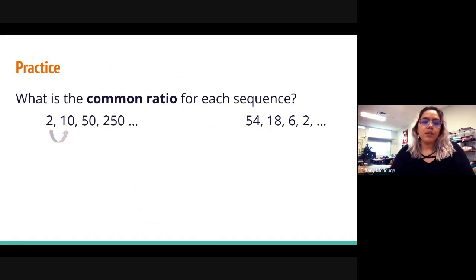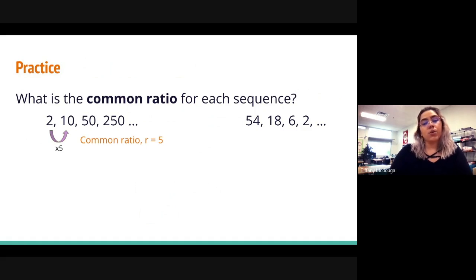Okay. So now that we are back, let's see what the common ratio is for this sequence. I already gave you the answer, my bad. So as I'm moving from 2 to 10, and then from 10 to 50 and 50 to 250, I can see that that is a multiple of 5. 2 times 5 is 10. 10 times 5 is 50. 50 times 5 is 250. So I know that my common ratio, or R, that is the letter we use to represent common ratio, is equal to 5.